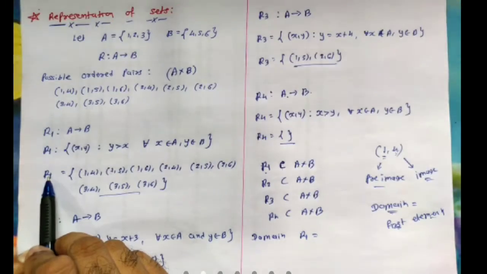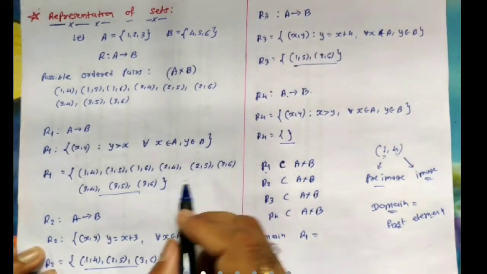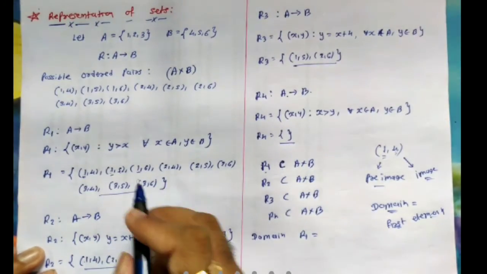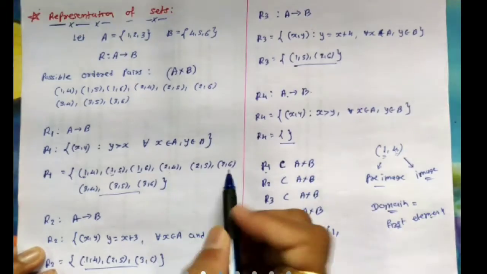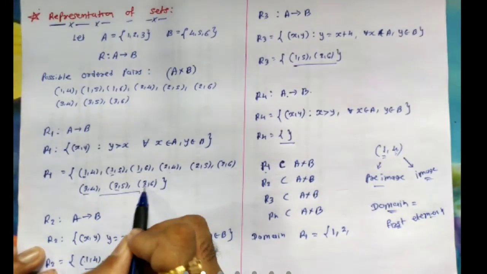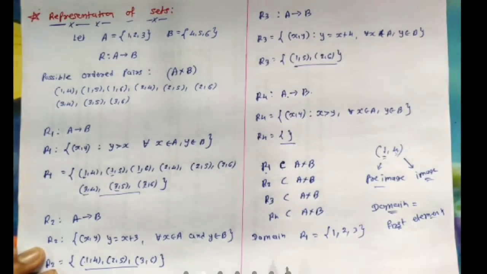To find the domain of this relation R1, you have to consider the first element of all the ordered pairs. So the first elements are 1, 1, 1. So 1 should not be repeated. You have to write it one time. Then 2, 2, 2. Then it's 2. Then it's 3, 3, 3. So 3. So this is known as the domain of relation R1.